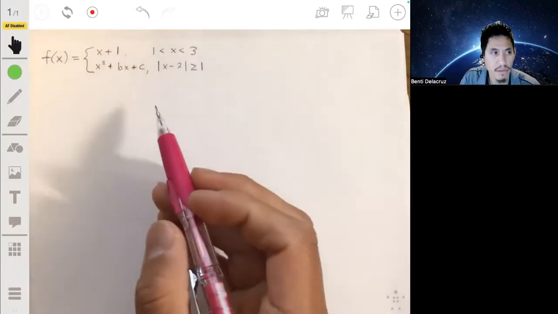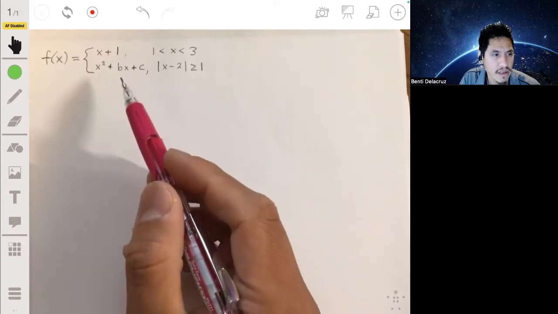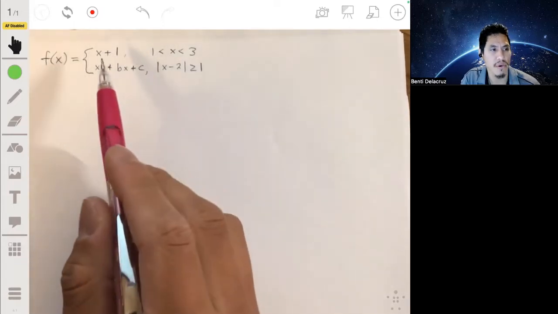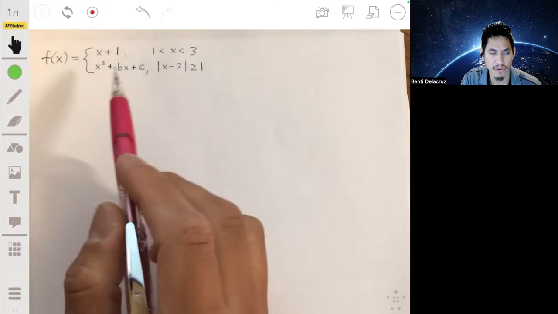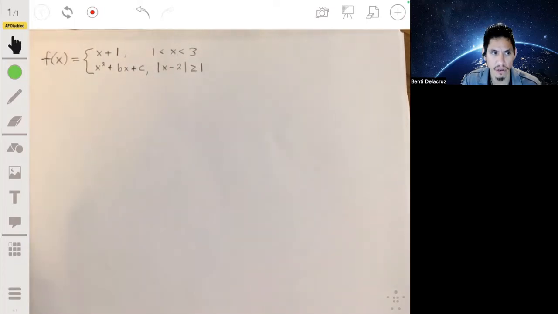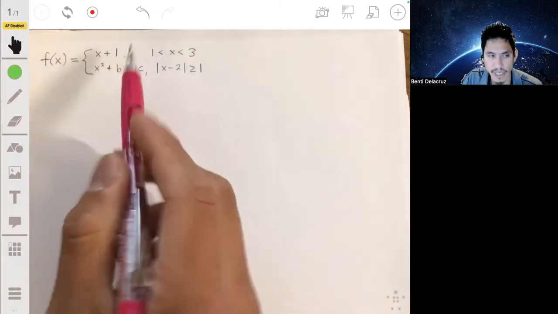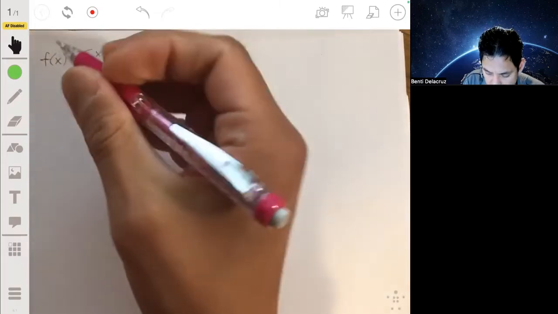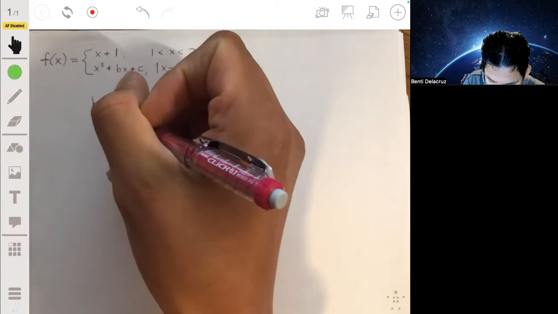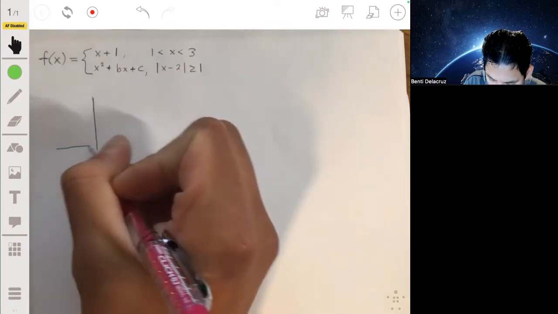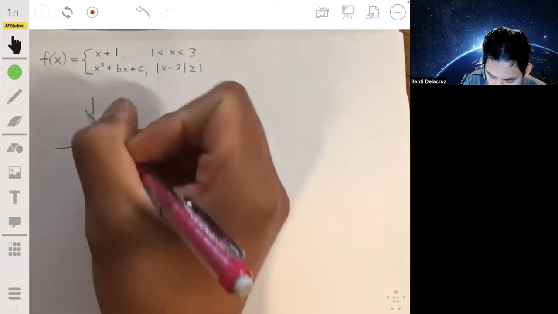All right, so in this problem, we want to find the values for B and C so that when you graph this, this graph will be continuous all across the real number line. A good way to understand what you're trying to do is to make a sketch of what we know about this graph.